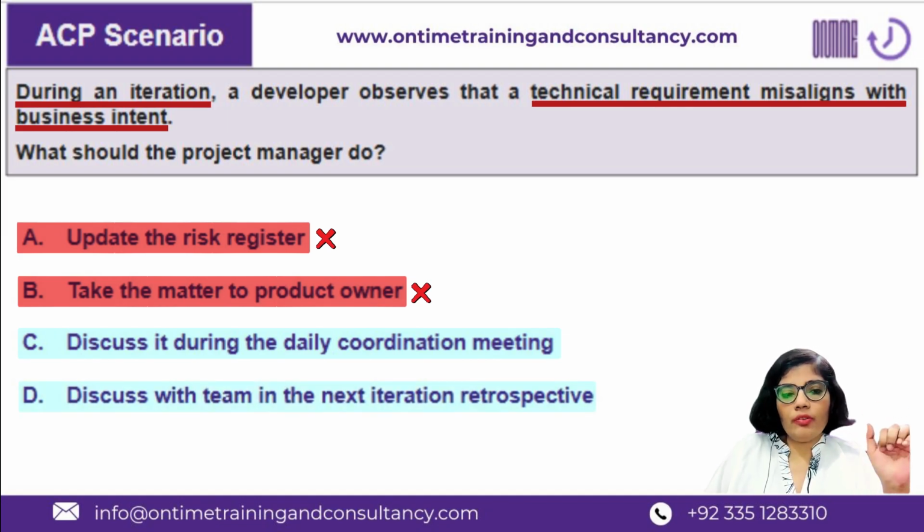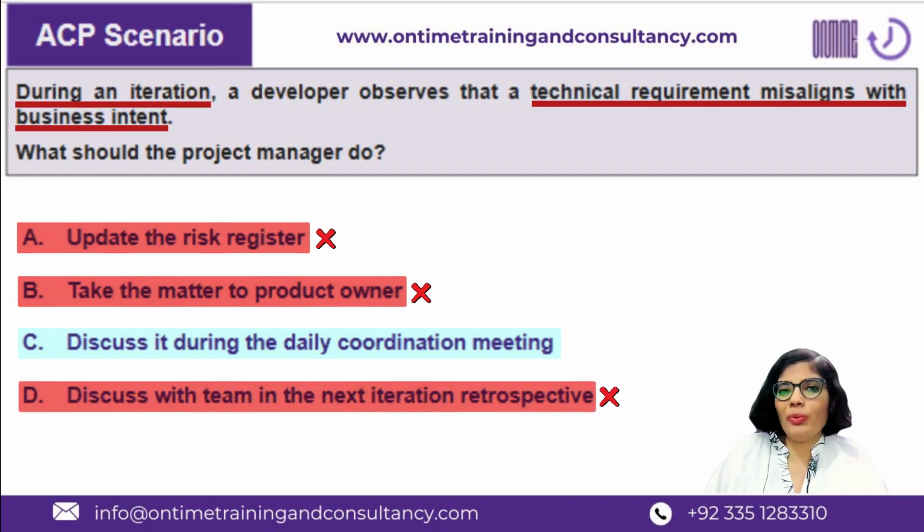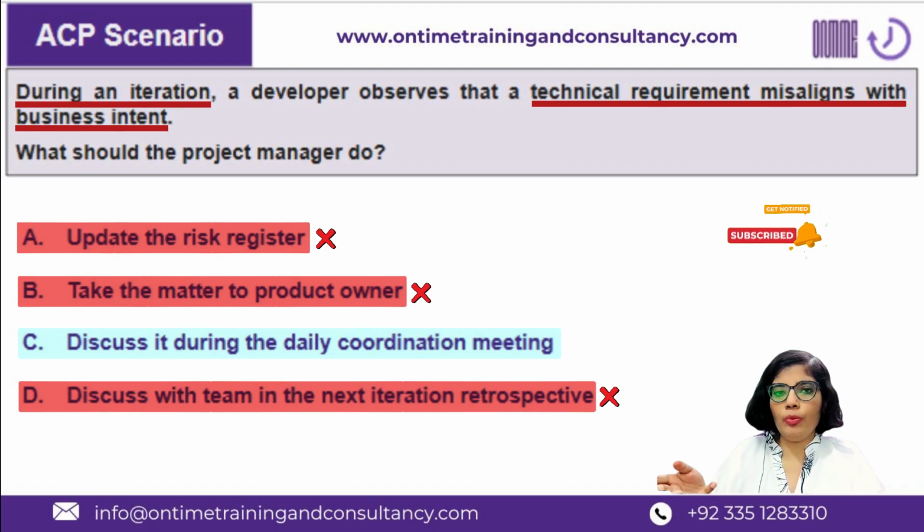Discuss with the team in the next iteration retrospective. This is clearly not the right thing to do, because this is going to be reactive. Why would the developer want to sit on this matter for the complete sprint and then have this discussion in the retrospective? This is going to, of course, compromise the velocity goals as well. And this is not the proactive approach. Agile is all about proactiveness.